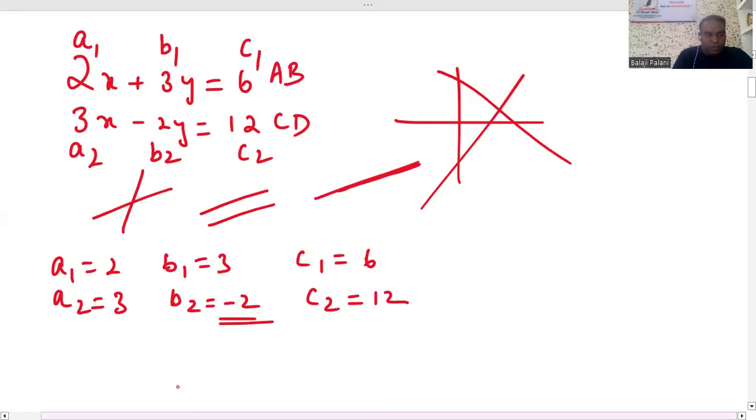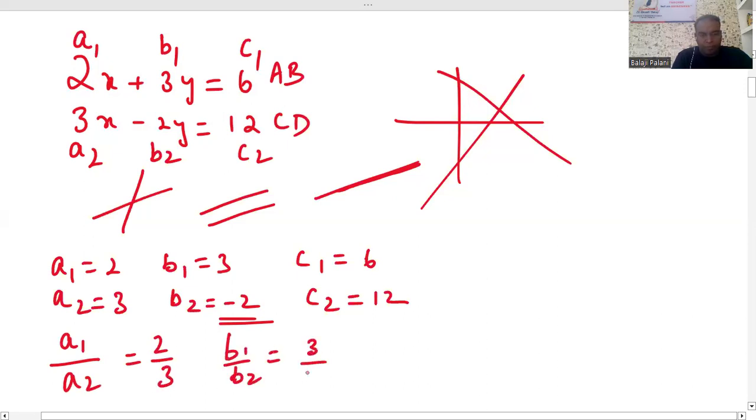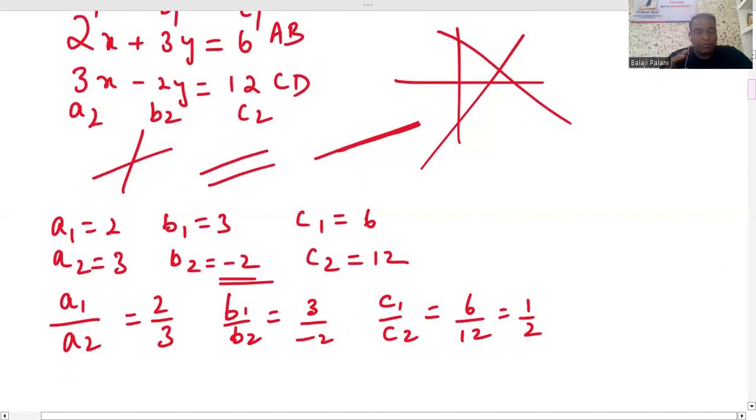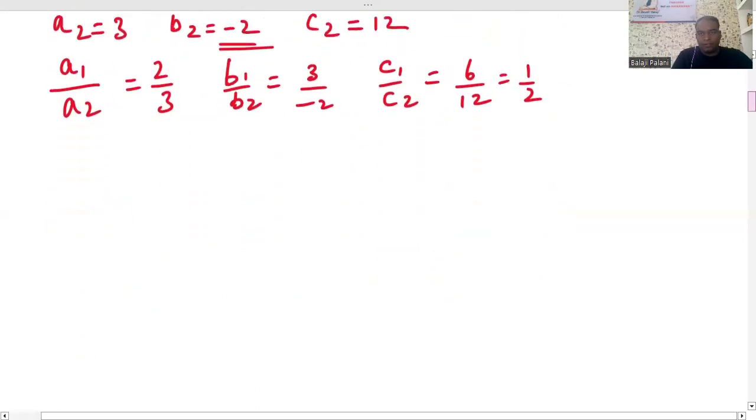Now see the ratios of these coefficients. a1 by a2, என்ன, 2 by 3. b1 by b2, which is 3 by -2 in my example. c1 by c2 is 6 by 12, which is 1 by 2. So as per the example given here, these are the respective ratios. So with the ratios we are going to identify how these lines will behave, right? Now, how do you find that?